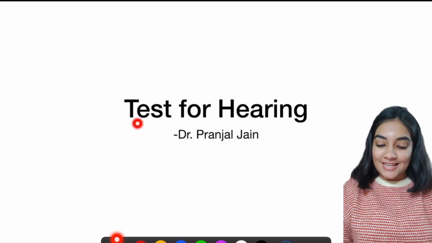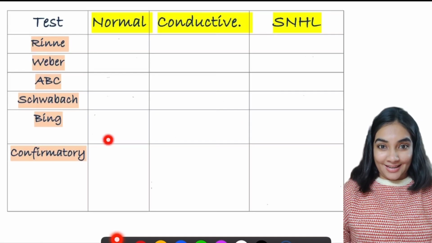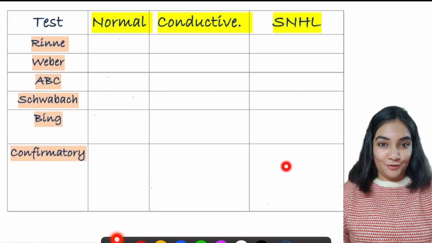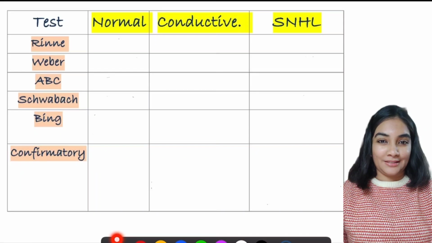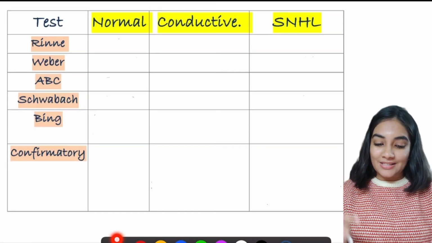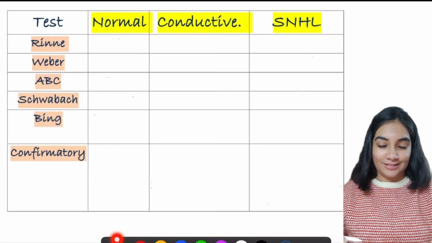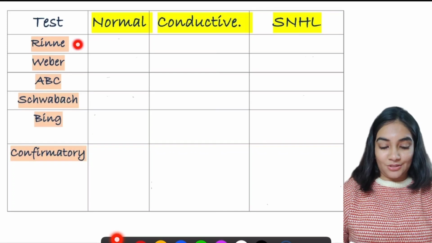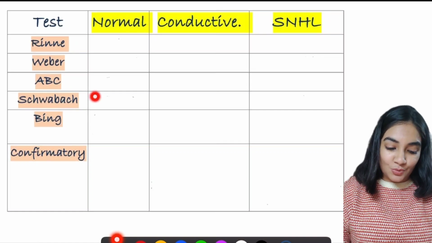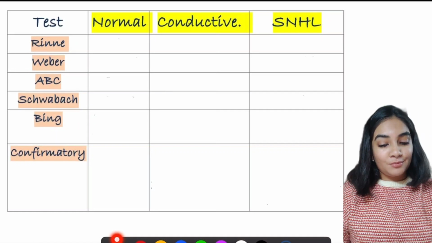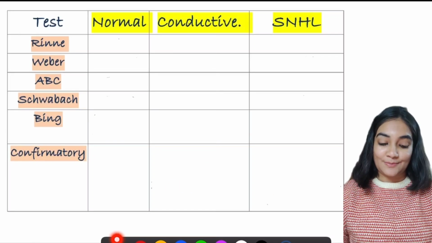Today we have tests for hearing. When I was preparing, I used to study it in this table format. It was very easy to revise and re-revise very quickly in under 2 minutes. So let's fill this table today for you. We'll understand each test and then we'll fill it. Mainly the tests you need to know are Rinne and Weber, then a little about ABC, Schwabach, Bing, and the confirmatory tests for conductive deafness as well as sensory neural deafness.